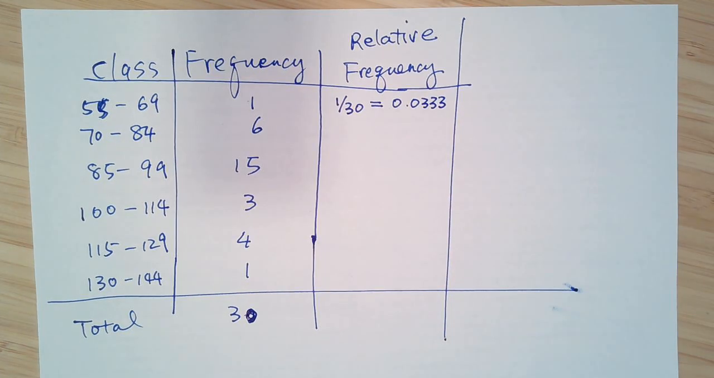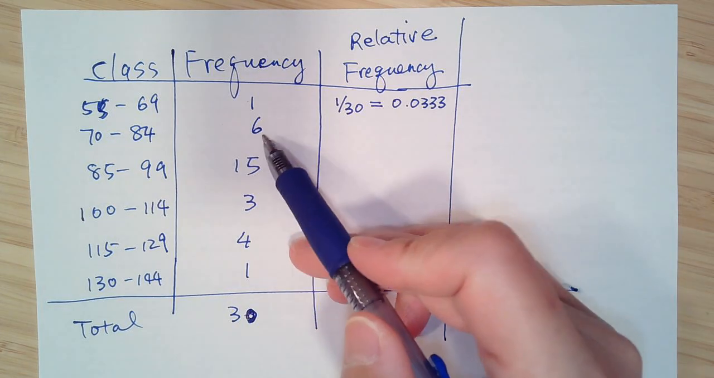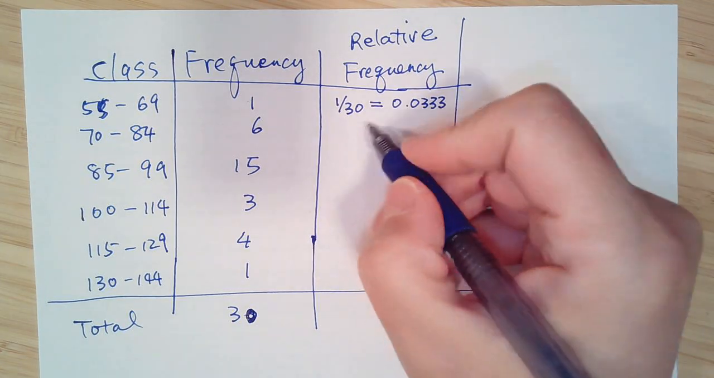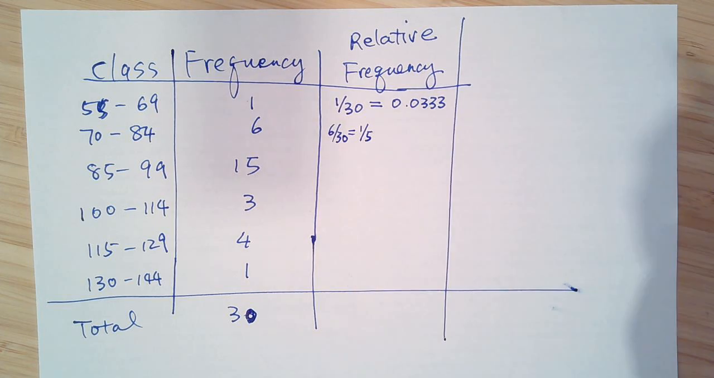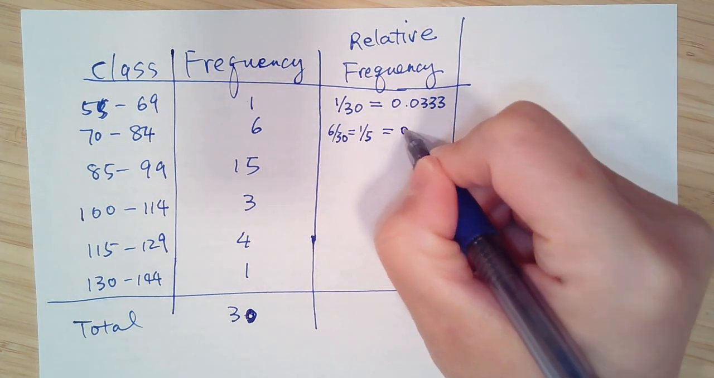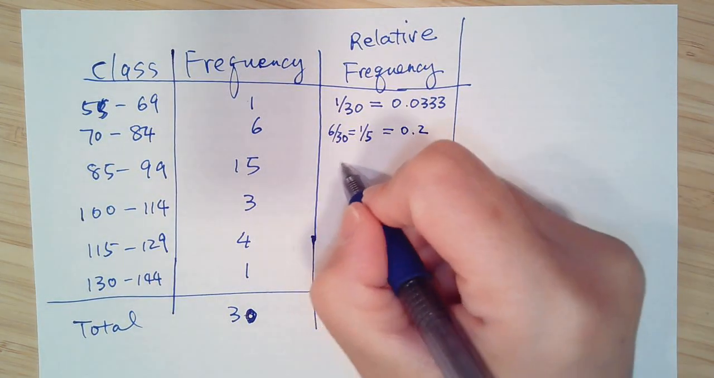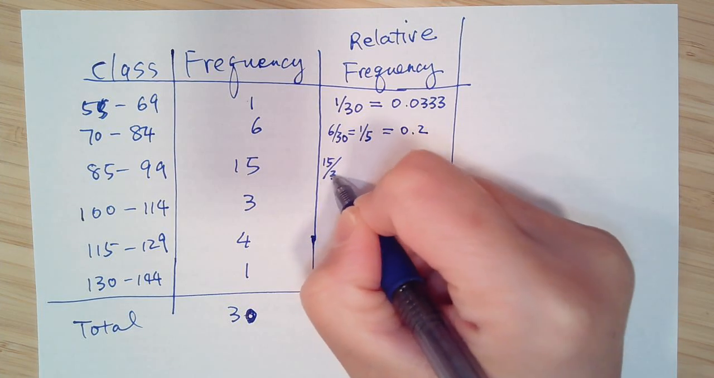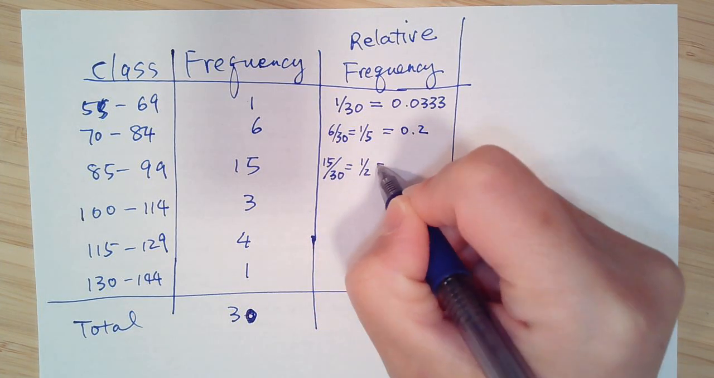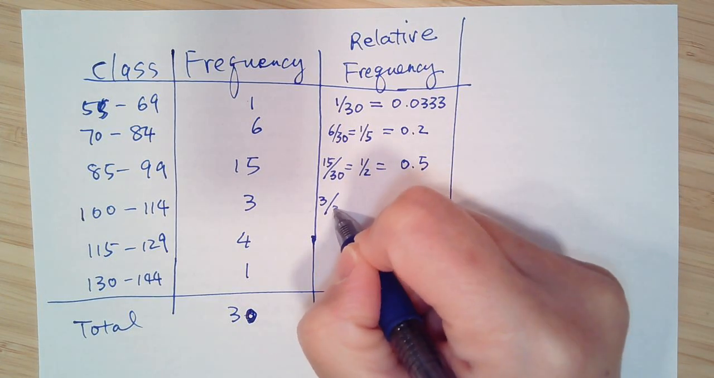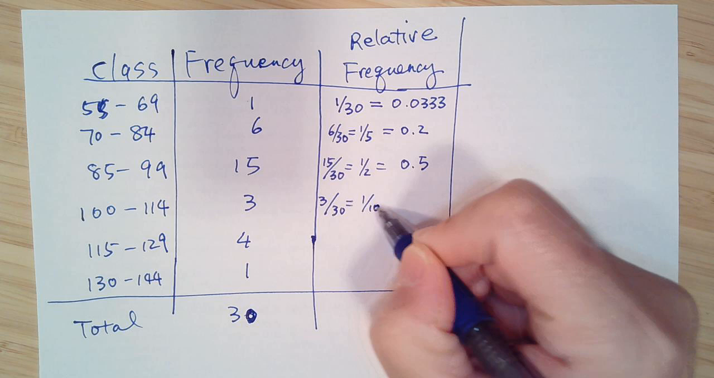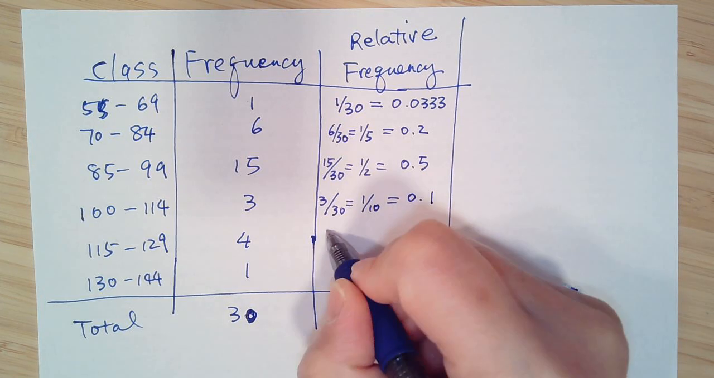All right, now the next one is 6/30, which you can write as 6/30, or simplify to 1/5, or you can get 0.2. The next one, 15/30, which is 1/2, or 0.5. The next one, 3/30, which is 1/10, or 0.1. And 4/30, which is 2/15 if you simplify that.